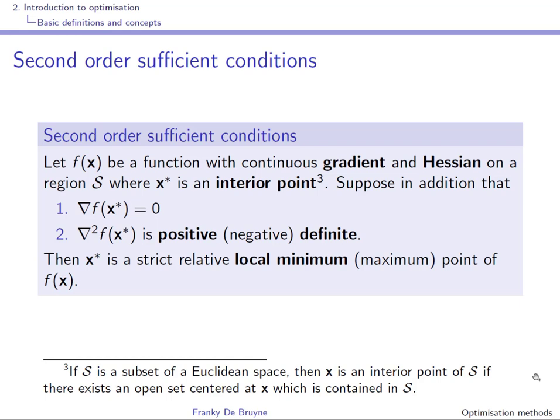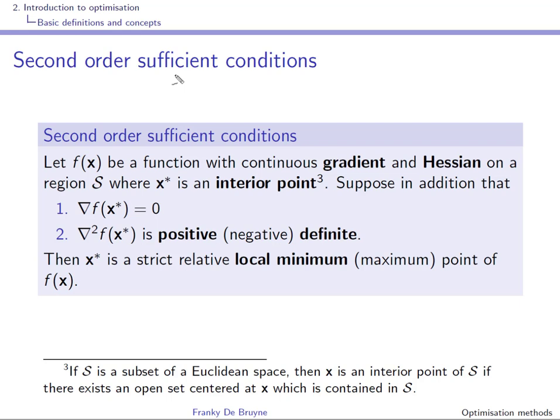And in this statement you can replace positive definite by negative definite if you replace local minimum by local maximum. Very often we will consider unconstrained problems so that S simply becomes R^n in this statement. This statement is consistent with what we know for functions with one variable.